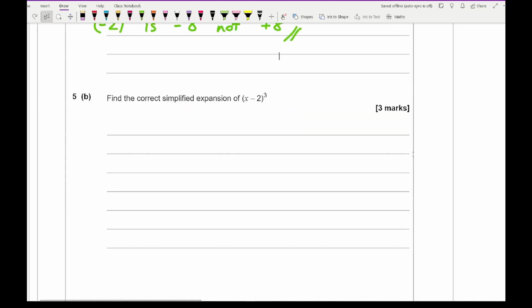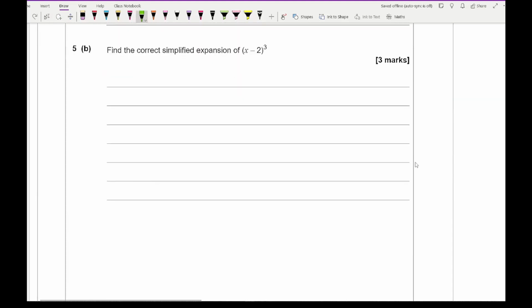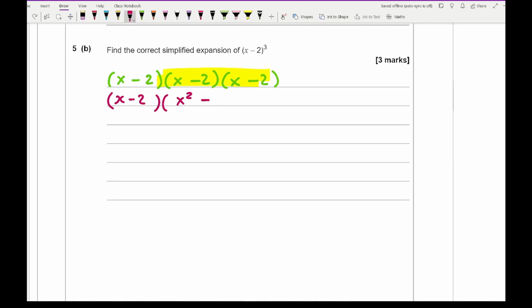Then for question 5b, it says find the correct simplified expansion of x minus 2 cubed. So again, writing this out, recognizing it is triple brackets, then expanding this, I get x minus 2, and I'm going to get x squared minus 4x plus 4. And again, just be mindful of your negatives.